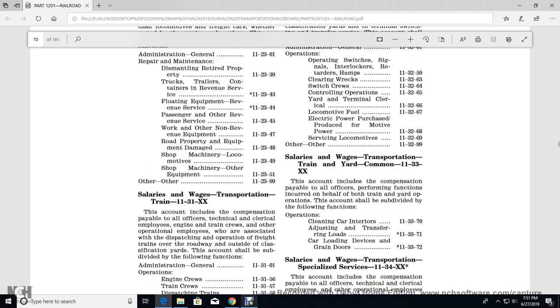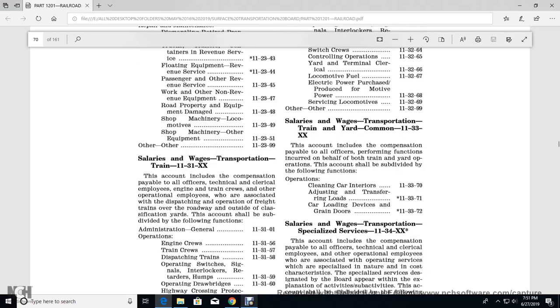All right, salary, wages, transportation, train and yard, account 1133 XX. The account includes the compensation payable to the officers performing the functions on behalf of both yard and train operation. The account shall be subdivided by the following functions: the operation, cleaning of the car interior, adjusting the transfer, loading, car loading devices, grain doors.